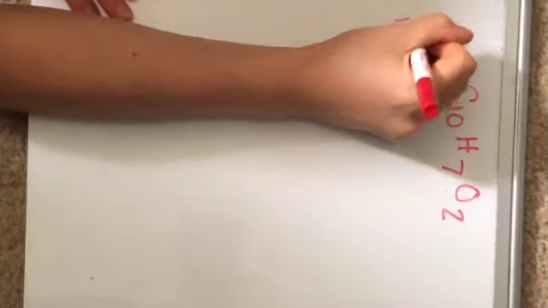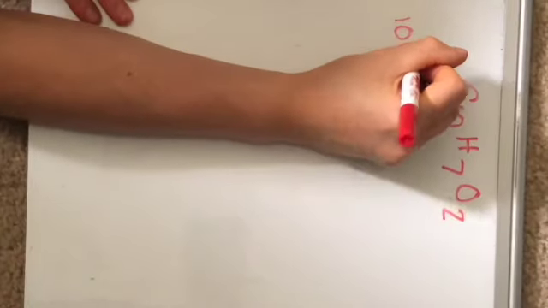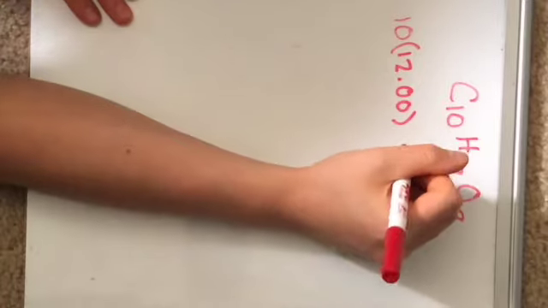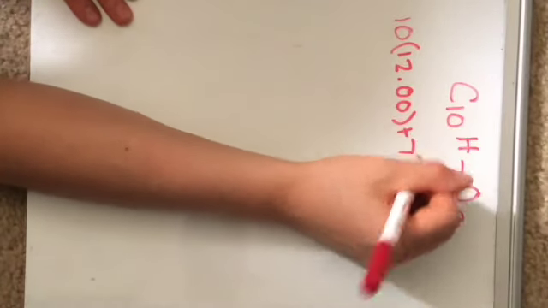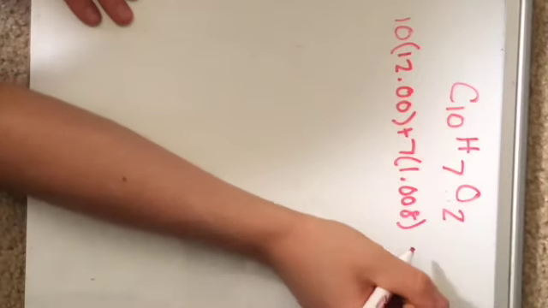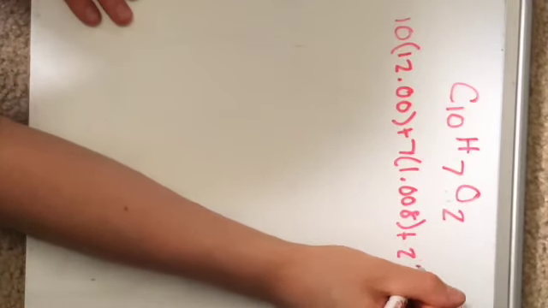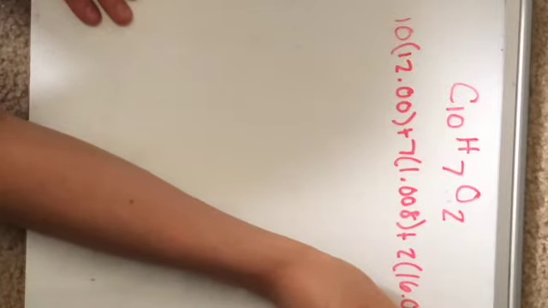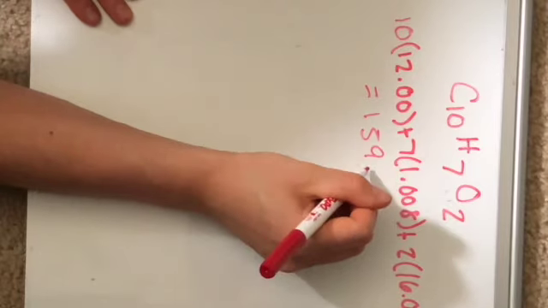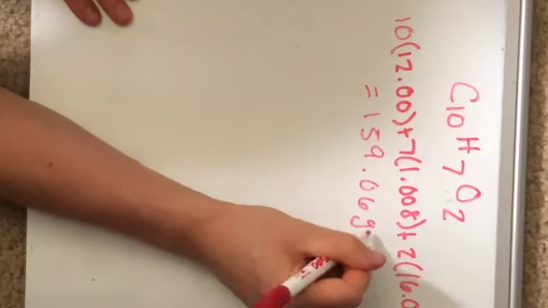So once we have the empirical formula, our next step is going to be to find the mass of the empirical unit. So to do that, we're going to multiply those whole numbers that we got by the molar mass of each of the elements. So when we add these together, it's going to equal 159.06 grams per mole.